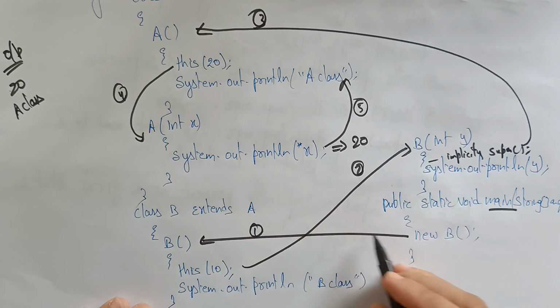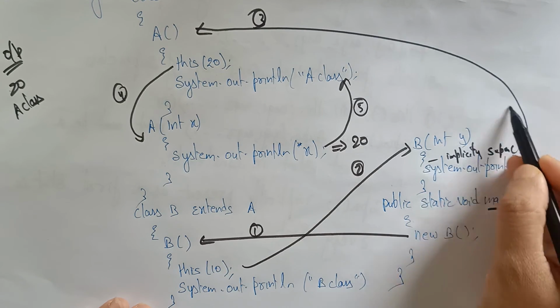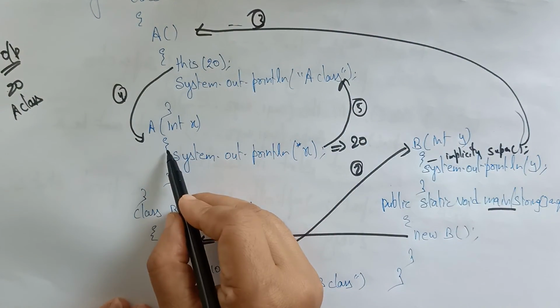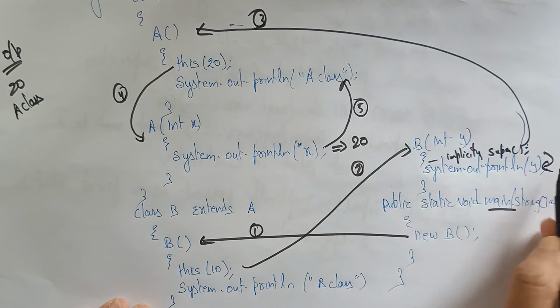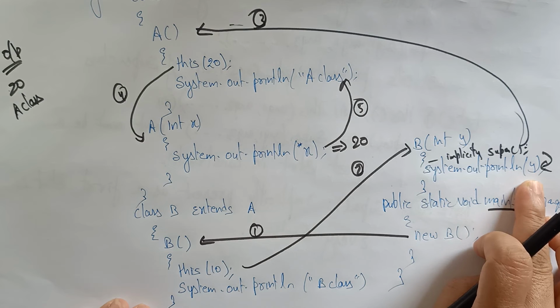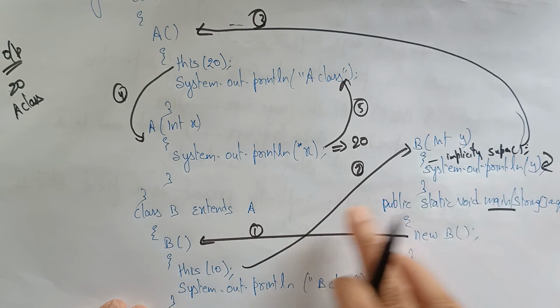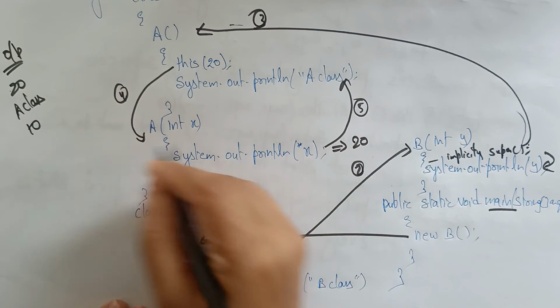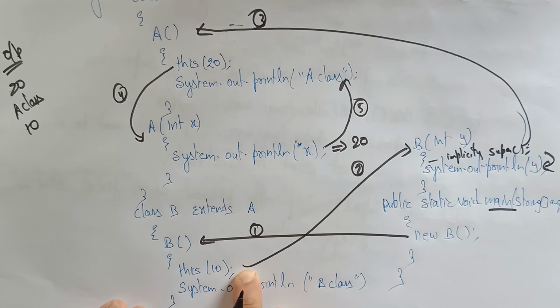Now it comes back to B. So we are here, right? Here it will go and this will be printed. A is over. Whenever A is over, the compiler will come to the next statement here. What is the next statement? That is the y value. What is the y value? That is 10, and it is printed. After printing that, this is also over.